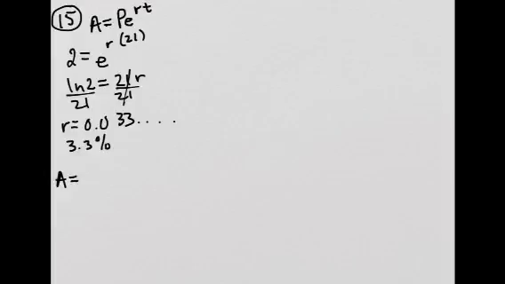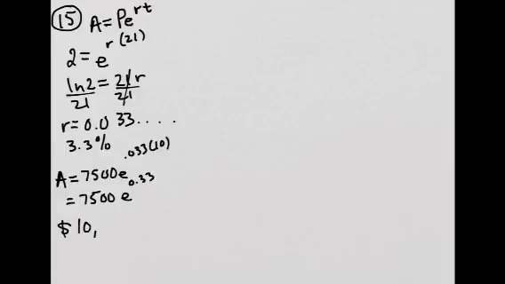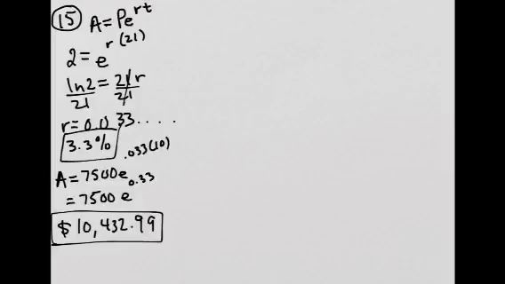So how much are you going to have, starting with 7,500, how much are you going to have in 10 years? So 7,500 here, e to the 0.033 times 10. So simplify that: 7,500 e to the 0.33, and then use your calculator. So you get $10,432.99. Okay, and this was the other answer right here.